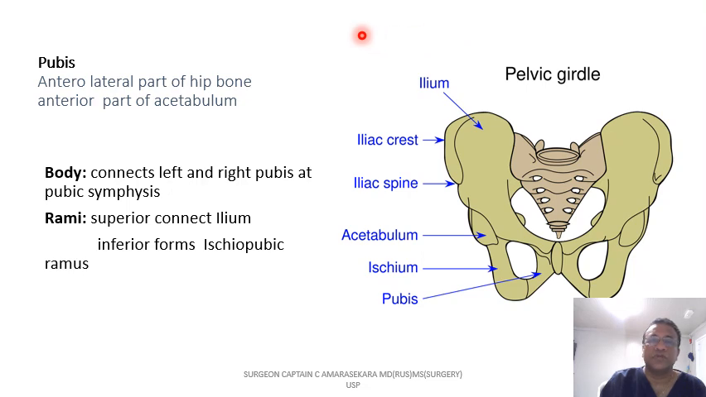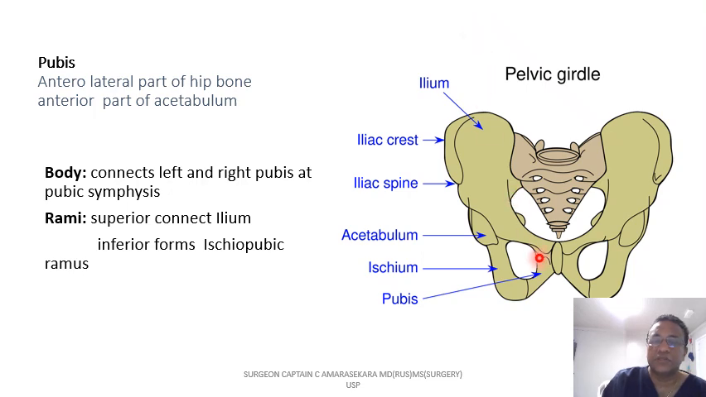So it has a body. This central portion connects the opposite pubic bone at the pubic symphysis. So it's a cartilaginous joint that allows slight movement, and it absorbs shock during walking. So this pubic body joined with the pubic body of the other side to form the pubic symphysis. This is a cartilaginous joint that allows slight movement, and it can absorb the shocks during walking.